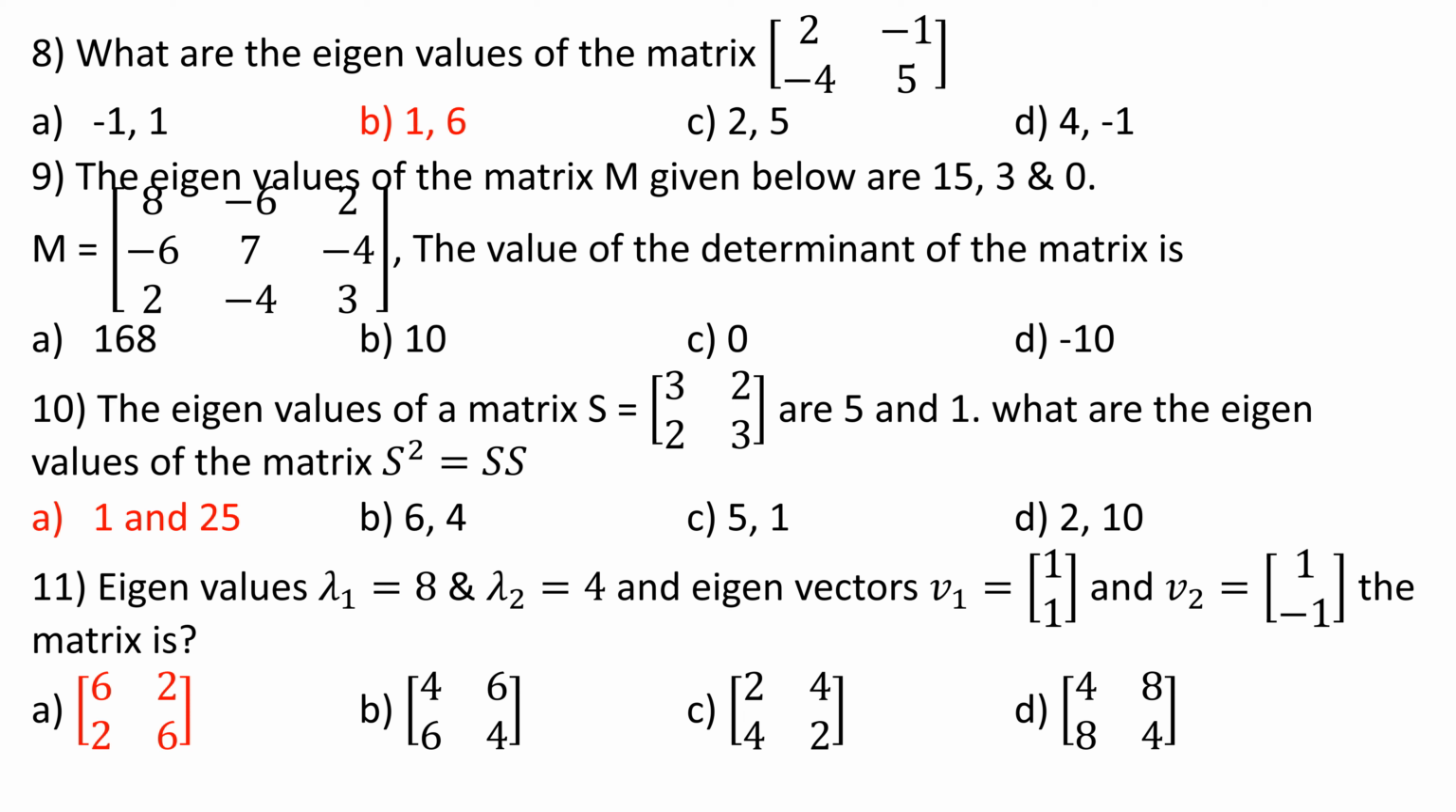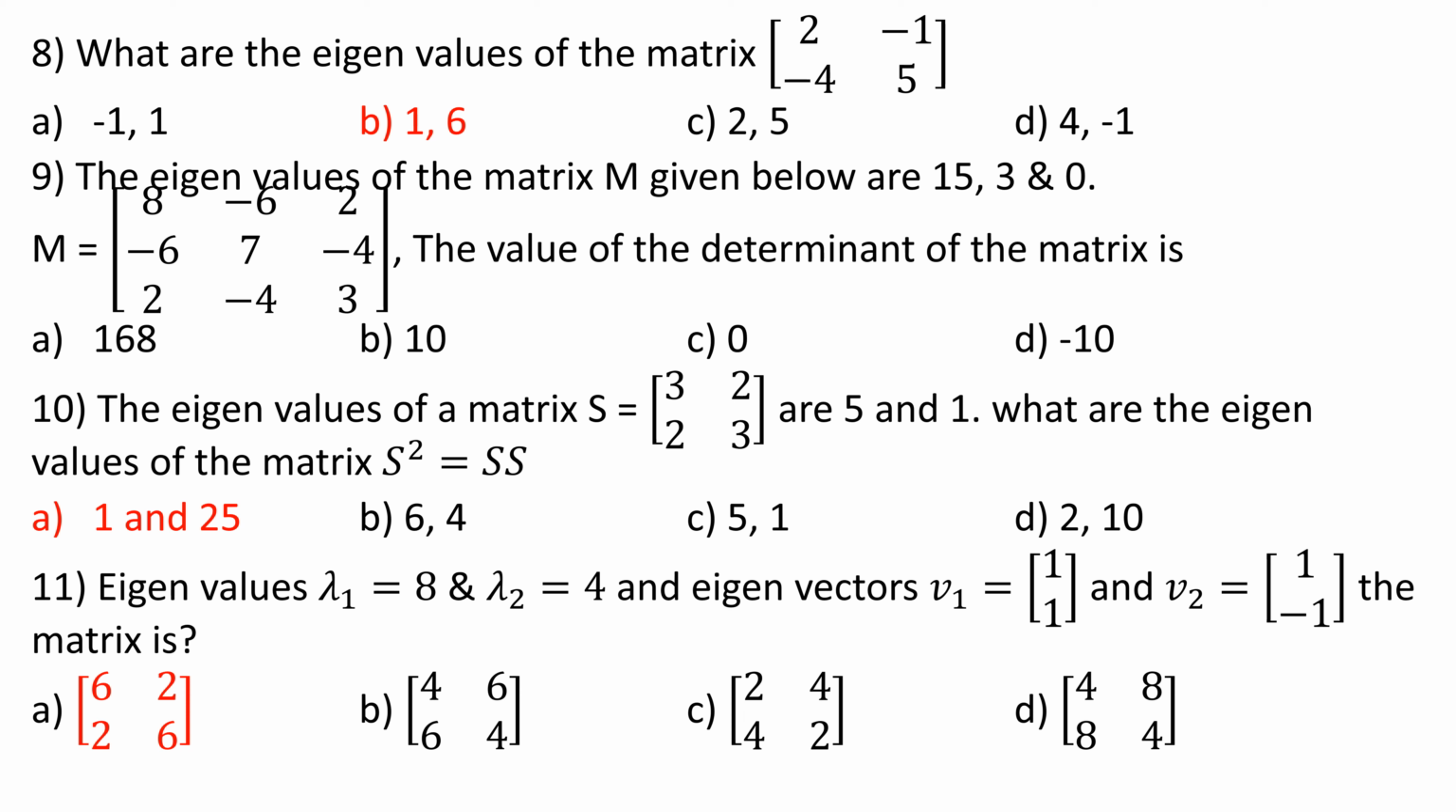Look at question number 10. The given 2 by 2 matrix is 3, 2, 2, 3, with eigenvalues 5 and 1. What are the eigenvalues of the matrix S square, that is equal to S into S? So clearly, in one of the properties I have mentioned that if lambda 1, lambda 2 are the eigenvalues of the matrix A, then A power m has the eigenvalues lambda 1 power m, lambda 2 power m. So apply that property. So clearly 5 square and 1 square are the eigenvalues of S square. So 25 and 1. So option A is correct.